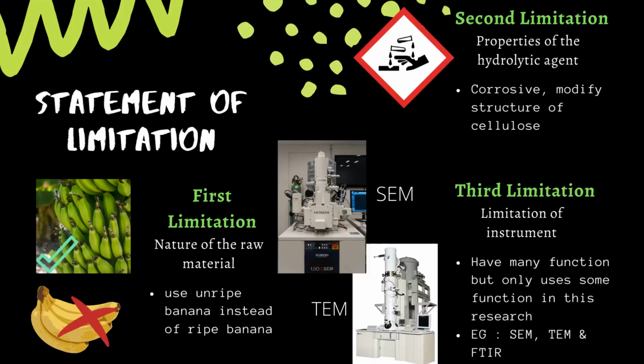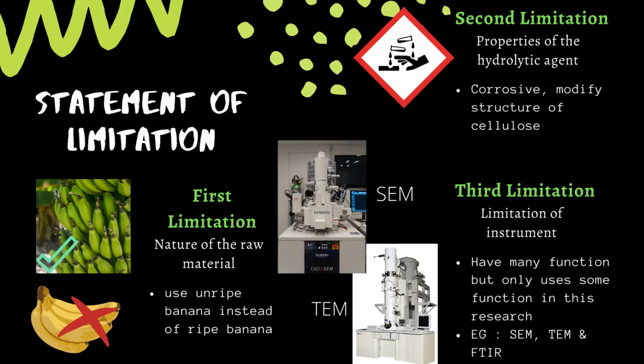to monosaccharide. The second limitation in this research is the property of the hydrolytic agent. We will be using sulfuric acid as the hydrolytic agent. As we all know, sulfuric acid is corrosive and it will modify the structure of the cellulose. Therefore, we can use a lower concentration of sulfuric acid or replace it with another acid such as hydrochloric acid.